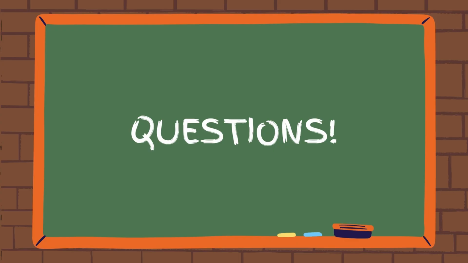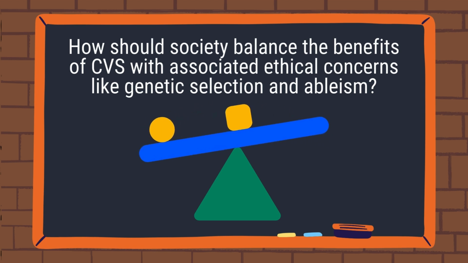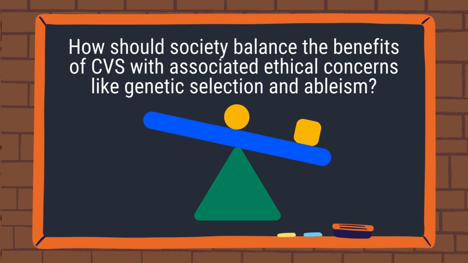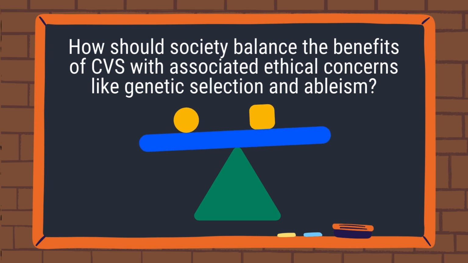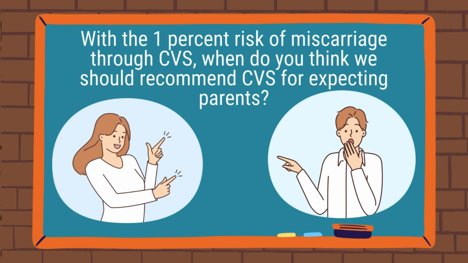Before we end off, I have 3 interesting questions I would like to ask you, the viewer, just to leave you off on a good note. Number 1, how should society balance the benefits of CVS with associated ethical concerns like genetic selection and ableism? Number 2, what steps would you propose to safeguard sensitive genetic data from possible misuse by employers, insurers, etc.? And finally, number 3, which is my favorite, with the 1% risk of miscarriage through CVS, when do you think that we should recommend CVS for expecting parents?